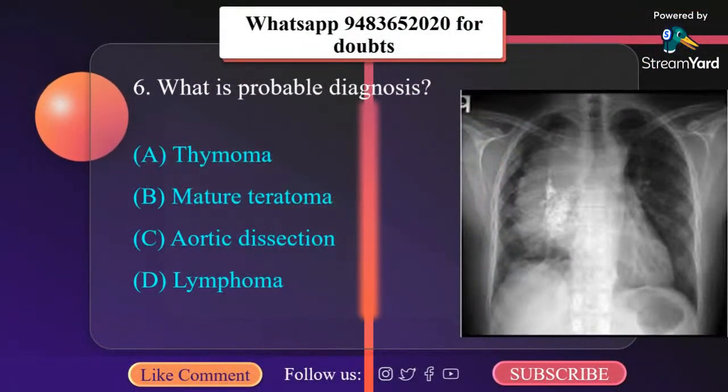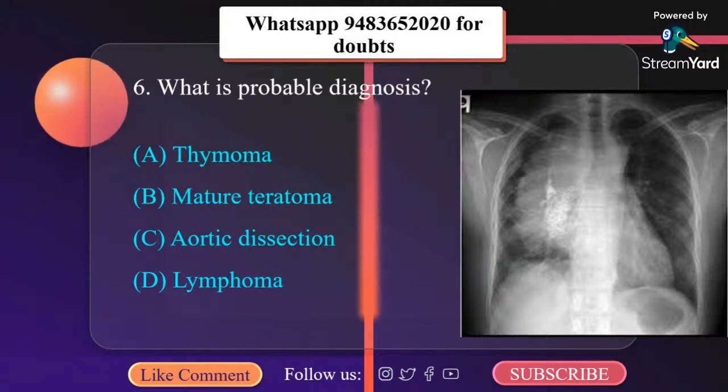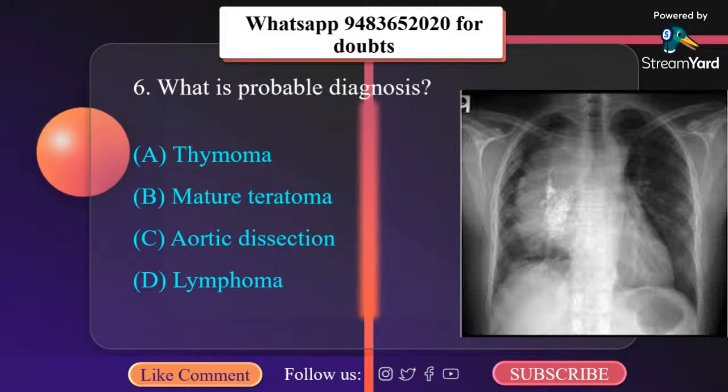What is the probable diagnosis? See the X-ray carefully. The four options are A. Thymoma, B. Mature teratoma, C. Aortic dissection, D. Lymphoma. Well, it is a thymoma.